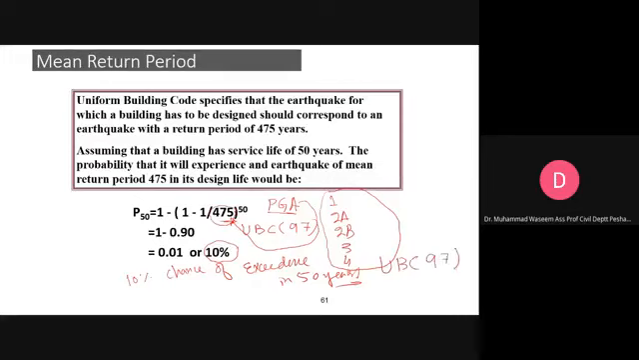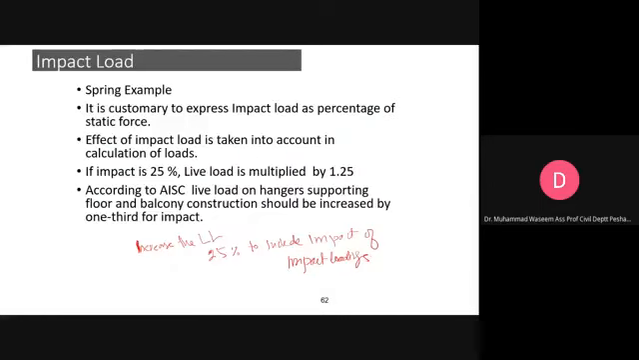So basically the idea is to give you the information on how probability of accidents and mean return periods are interrelated, okay? These are just demonstration examples. For example, you want to include the impact loading effects into your load. How do you incorporate impact loading? You just increase the live load by 25%, okay? This is about impact loading, how you can consider the impact loading effect into your loads, okay?